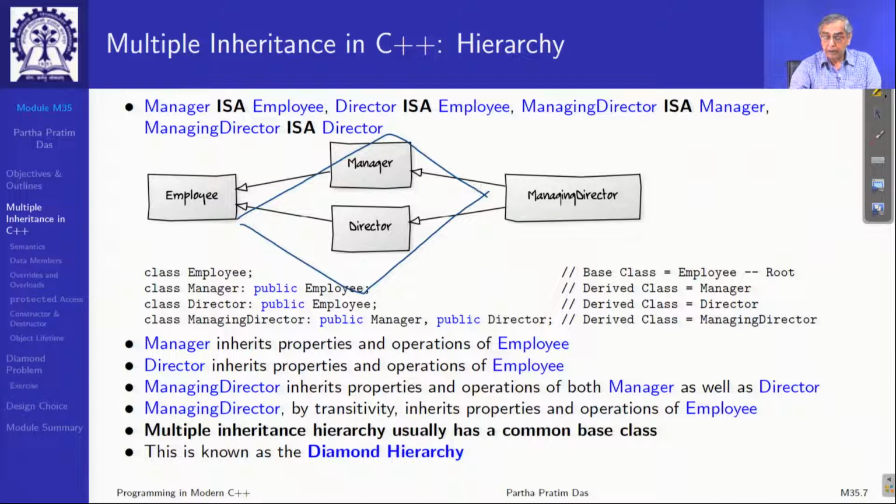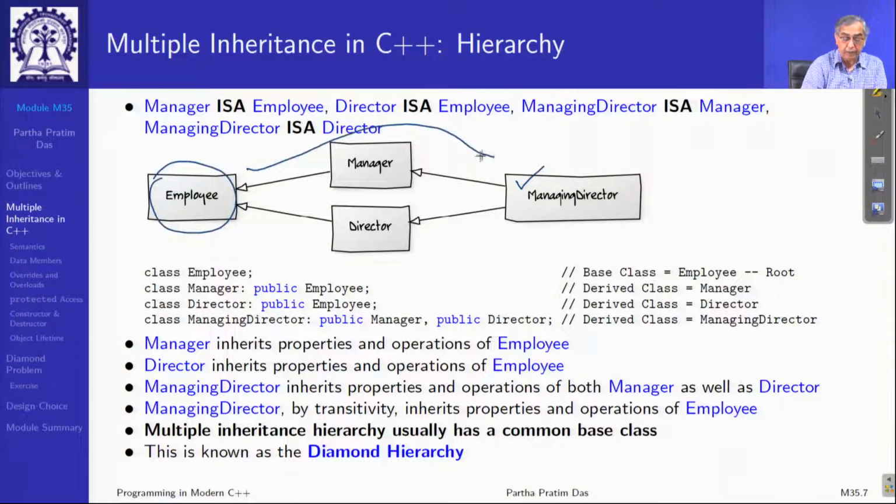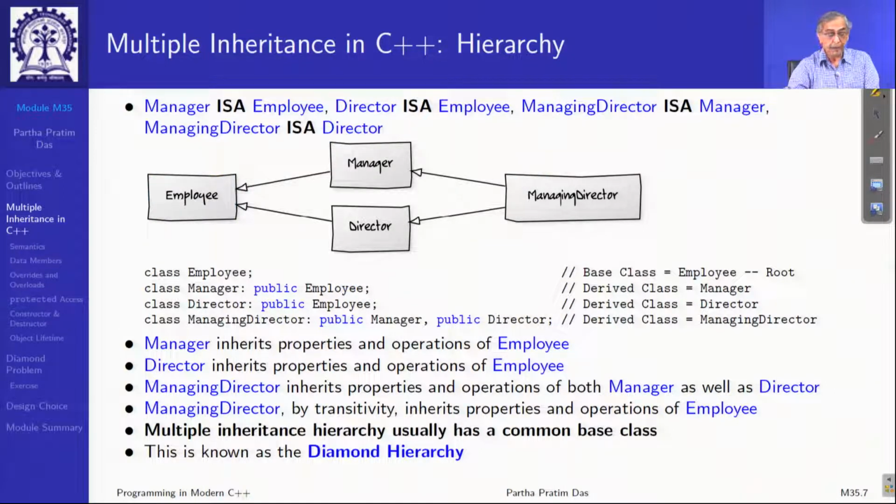So, naturally the one question that would come up strongly here is, in the managing director, what is the identity of the employee? Is the identity flowing through this path of inheritance, or is the identity flowing through this path of inheritance? We will see what the consequences of that are, but this is just the basic definition of what the diamond hierarchy is, often also called the diamond problem. So, manager inherits all properties of employee, director does so, managing director does for both, and managing director by transitivity gets all the properties and operations of the employee, right.